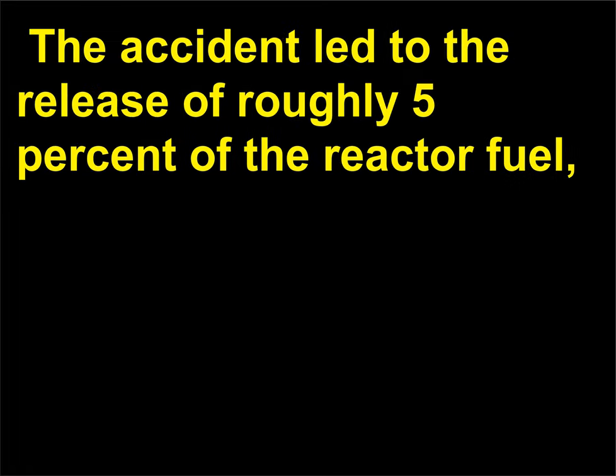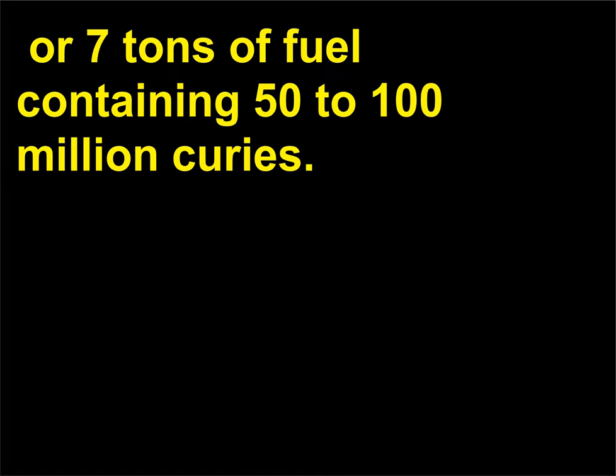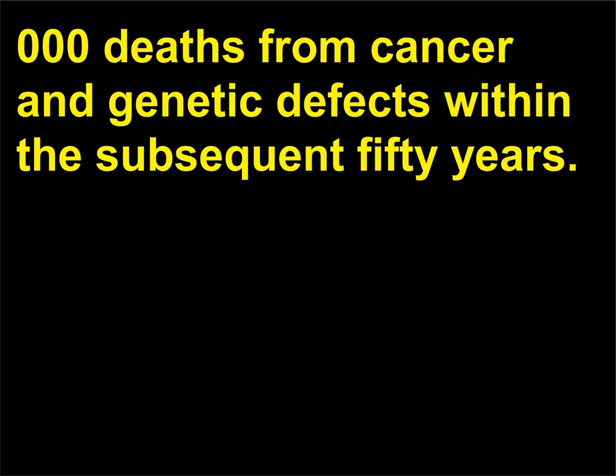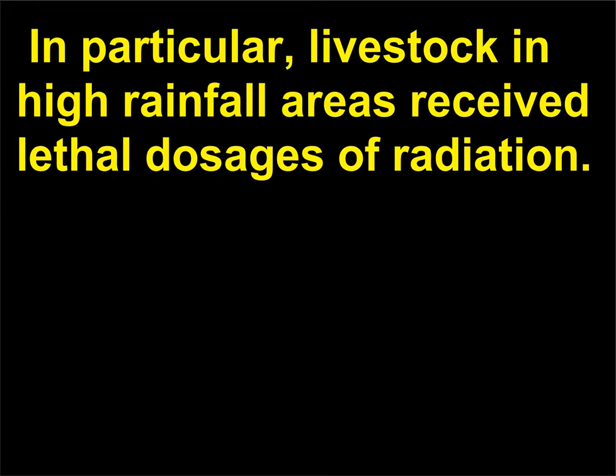The accident led to the release of roughly 5% of the reactor fuel, or 7 tons of fuel containing 50 to 100 million curies. Estimates of the effects of this fallout range from 28,000 to 100,000 deaths from cancer and genetic defects within the subsequent 50 years. In particular, livestock in high rainfall areas received lethal dosages of radiation.